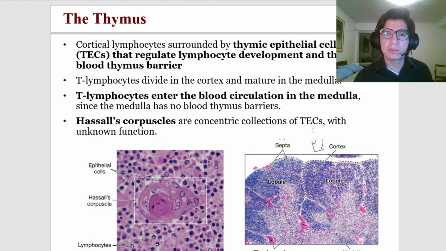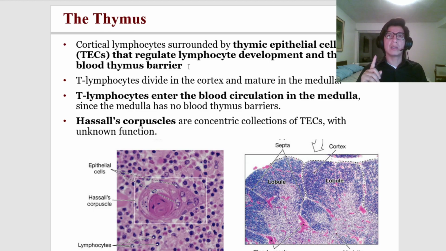Within this process of maturation, there is the presence of these thymic epithelial cells that create a blood thymus barrier. You might have heard of a blood thymus barrier. Your fetal maternal barrier, your blood-brain barrier. You also have a barrier within your testes, between the spermatocytes and the blood.